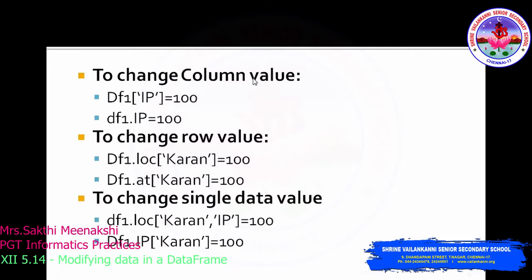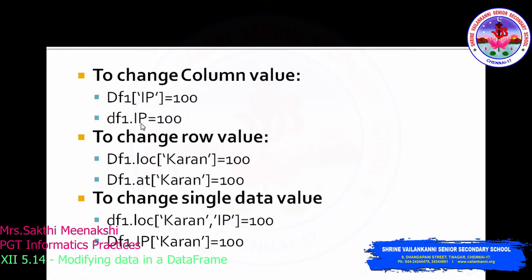So how to change a column value? This is almost similar to accessing the value. Everywhere you are going to use the equals to symbol, the assignment operator, and assign those values. How do we access a column? We have a data frame name and then inside the bracket we mention the column name. In the same way we use the assignment operator equals to and assign the value. Now this 100 will be assigned to the column IP, so all the column values of IP will be changed to 100.